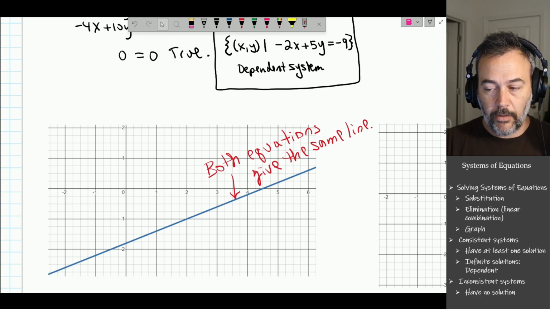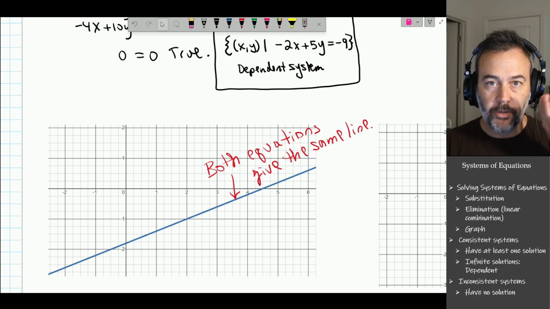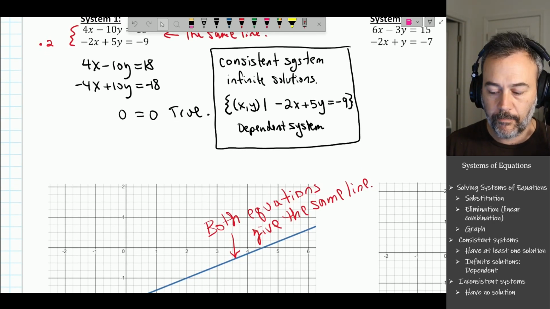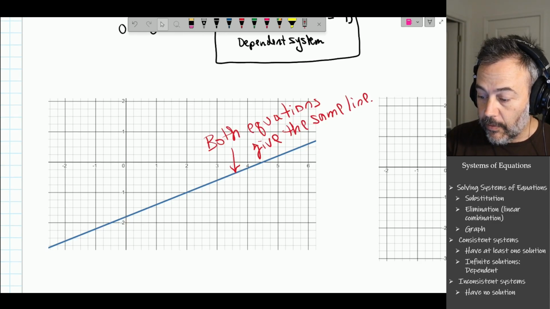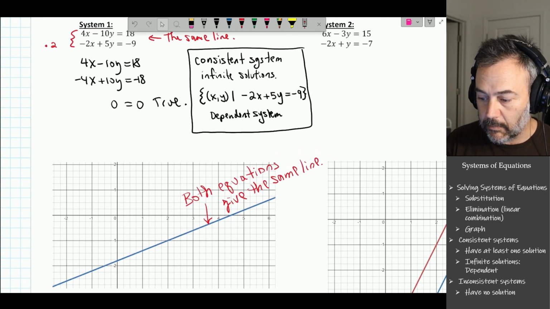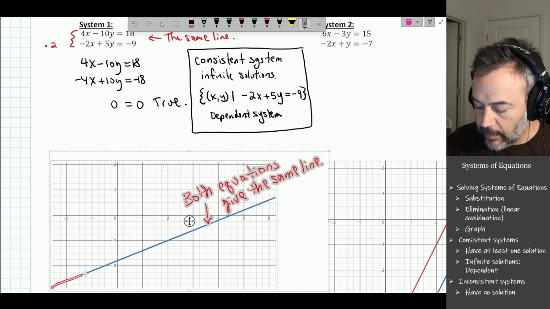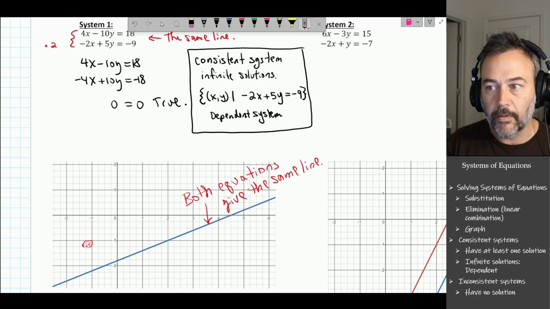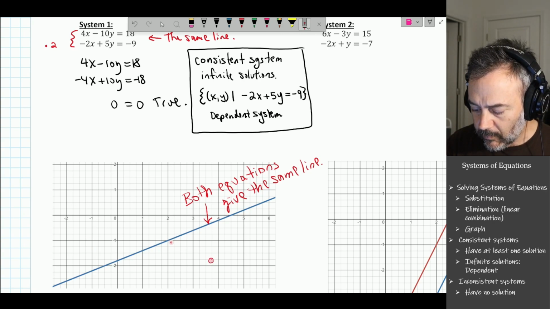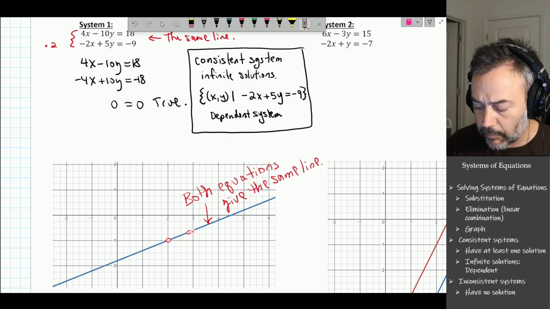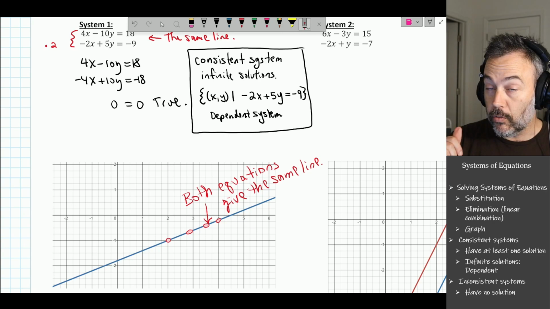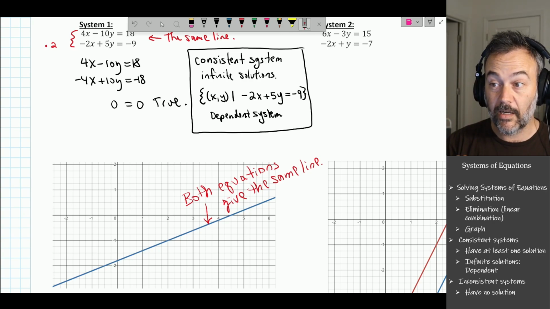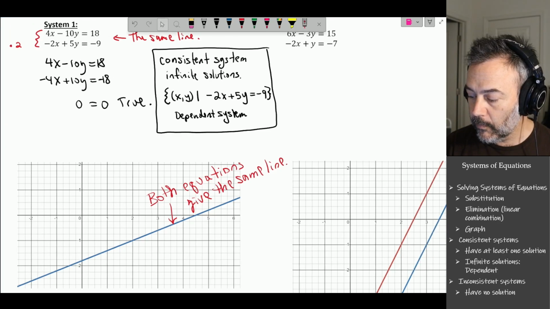So on the first incorrect answer, it's not all real numbers because actually we're not looking at single real numbers to solve this system. We're looking at coordinate points that solve this system. And notice the points that solve this system of equations are the points that lie on this blue line. Any point that's not on the blue line makes the equation false. The only points that make the system true are points that lie on the blue line. So just because there's infinite solutions doesn't mean every point solves it. It's only the ones on the line, not the ones off the line.